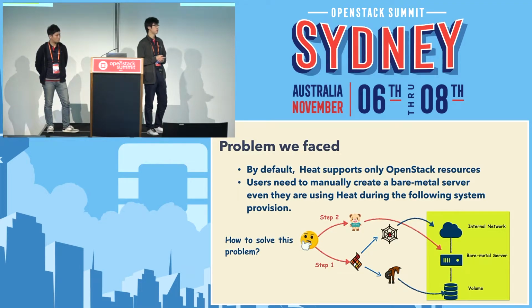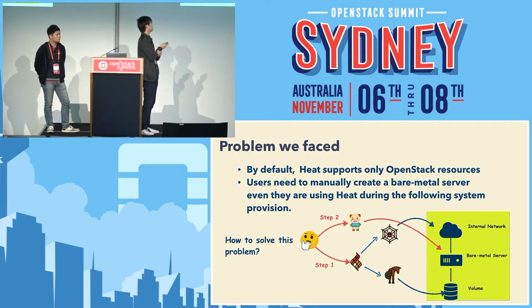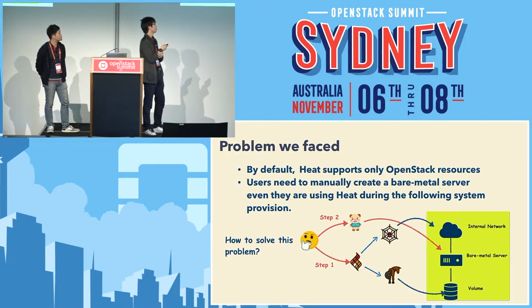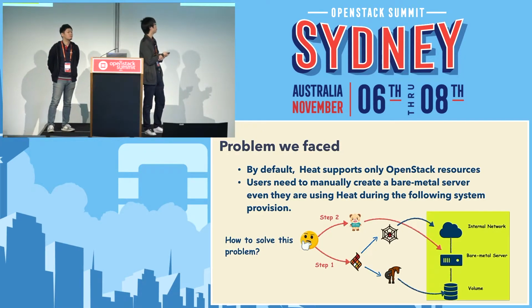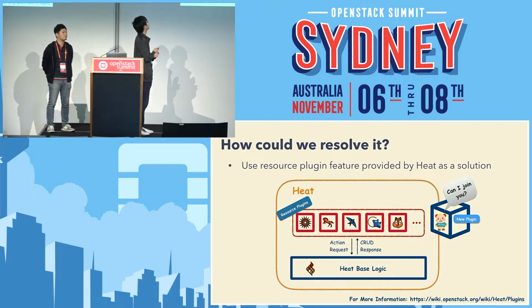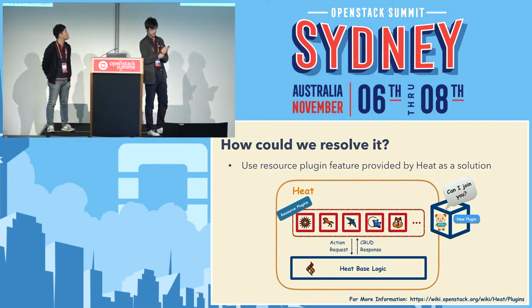So if users use our Heat to provision a system with a bare metal server, they first need to use Heat to provision the network and the volume, and then call the bare metal server API to build a bare metal server. That's not very convenient, and so we were wondering how to solve this problem. How could we solve this?